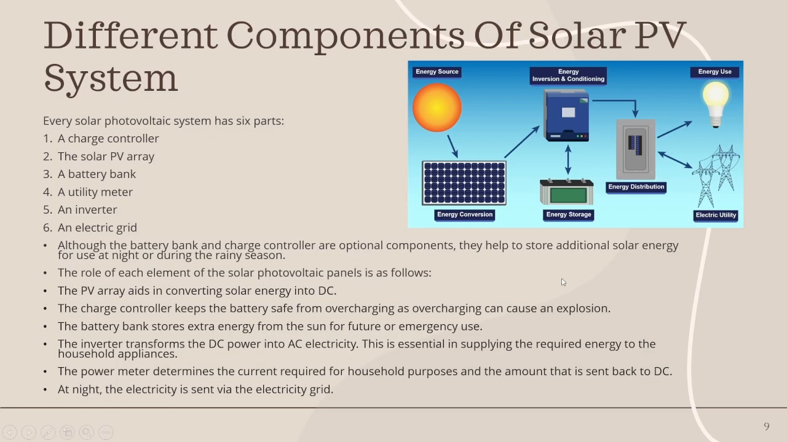As you all know, household appliances run on AC current, so the DC current from the solar panels must be converted into AC before it can be used or put in through the main house line. So that is done by the inverter. And the power meter determines the current required for household purposes and the amount that is sent back to the grid.